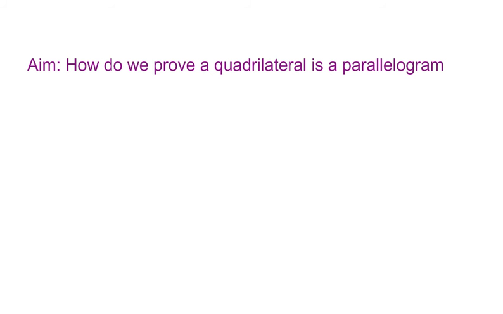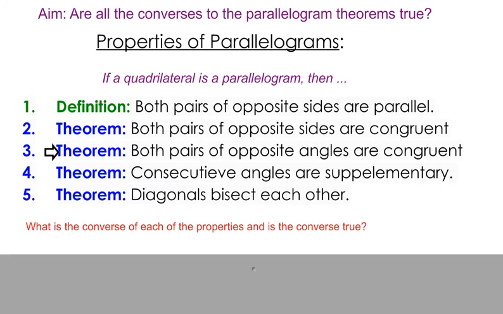Okay, our aim today is how do we prove that a quadrilateral is a parallelogram? So let's talk briefly about what it is I'm actually trying to prove. If you remember, there were a series of properties of parallelograms, and we said that if a quadrilateral is a parallelogram, then certain properties hold true. Number one, both pairs of opposite sides are parallel, right? That's the definition. Also, we discovered that both pairs of opposite sides are congruent.